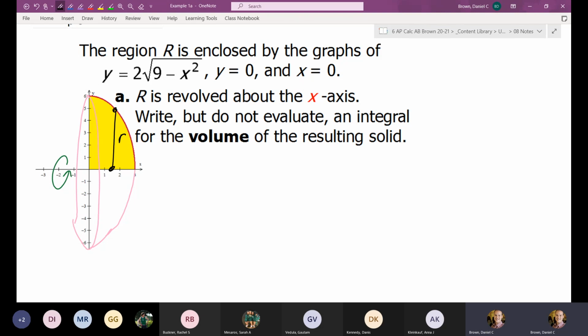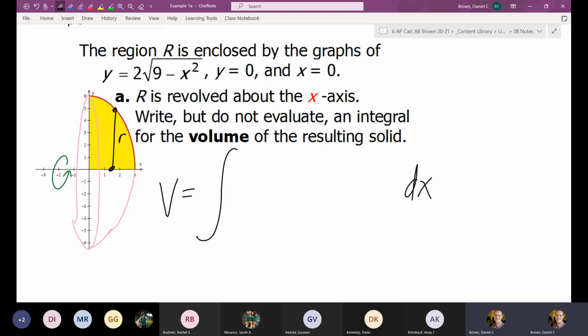Is this going to be a dx or a dy problem? Dx, so your radius is going up and down. So we drew it from the axis to the edge of the region. I'm going to go ahead and just do it all in one step. So I have volume, the integral, and we know that this is a dx problem. This is a volume of revolution, so we have pi r squared.